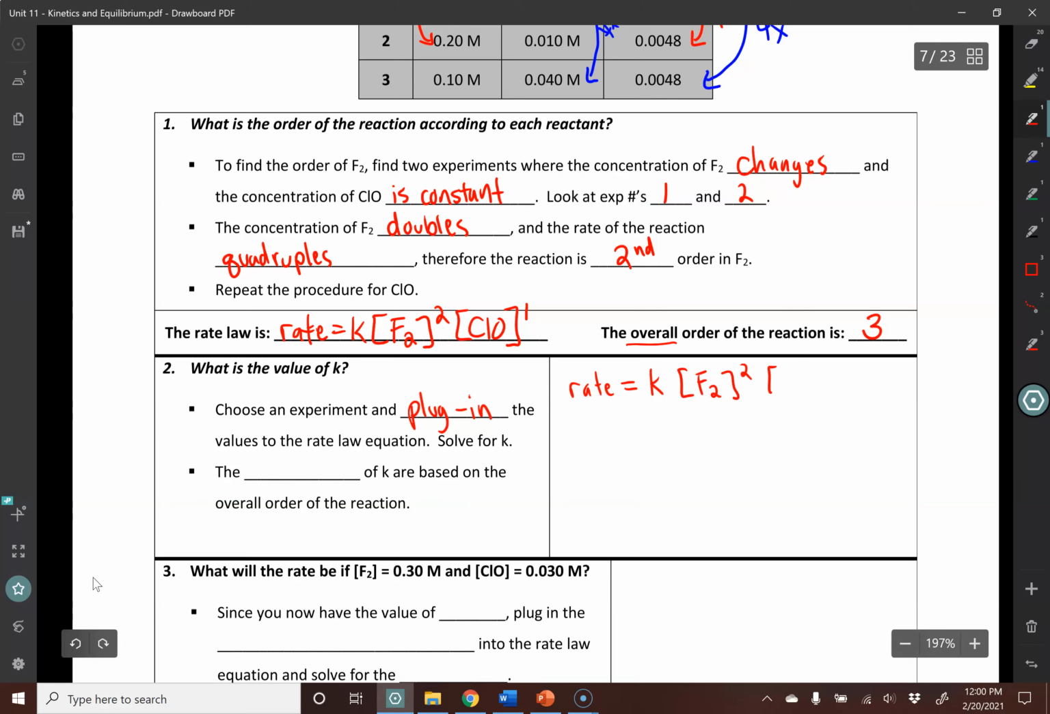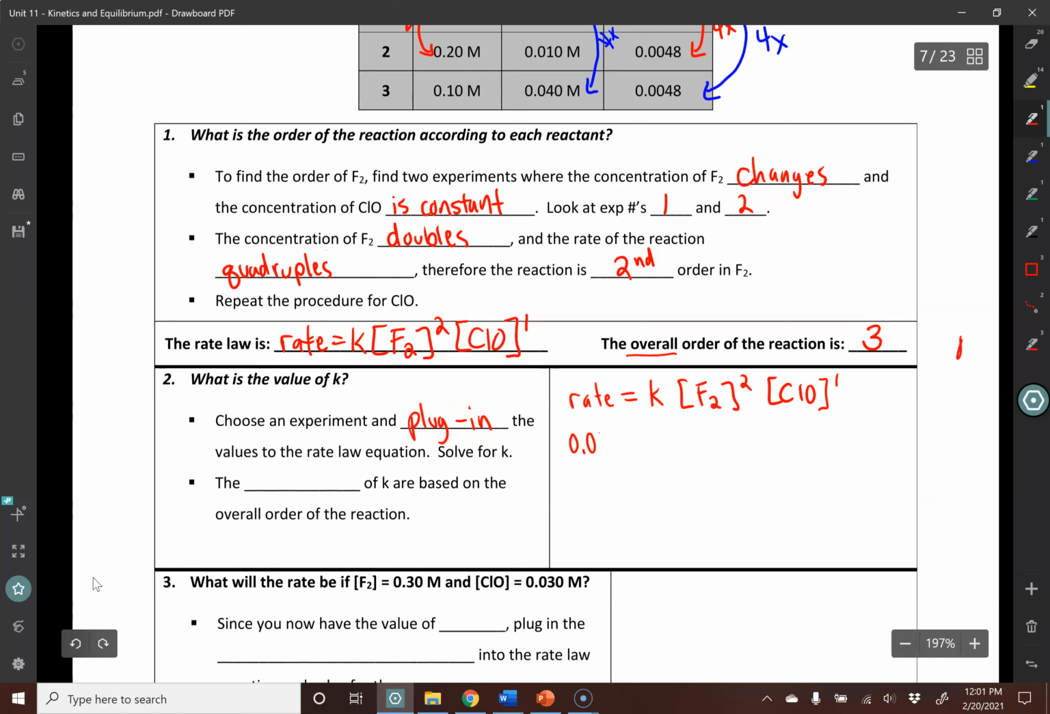I'll rewrite it. I'll choose experiment 2 just because I can see that data. So I know that the rate is 0.0048 molar per second. I'm trying to solve for K. I've got the concentration of F2 at 0.20 molar. I know that's going to be squared. And the concentration of ClO is at 0.10 molar to the first.